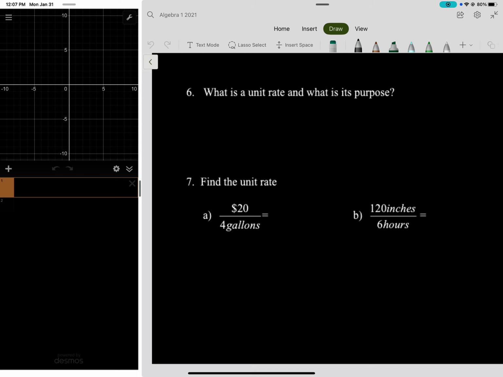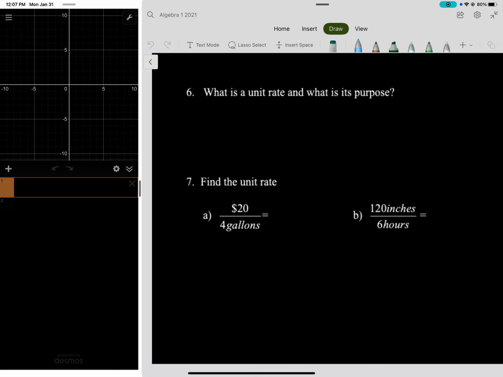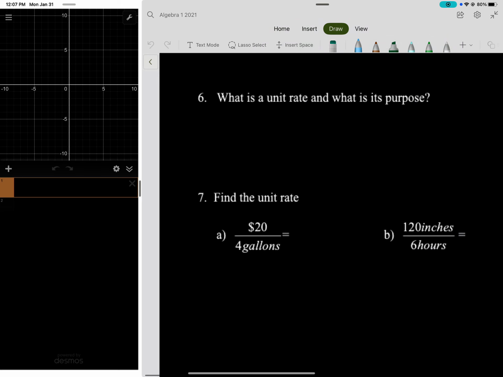Okay, so we're going to look at number 6 here. What is a unit rate and what is its purpose? So before we go into unit rate, let's just remember what a rate is. We have some down here, like dollars per gallon. So anything per anything else, the per means division. And I think of it like dollars per gallons. So that's a rate.